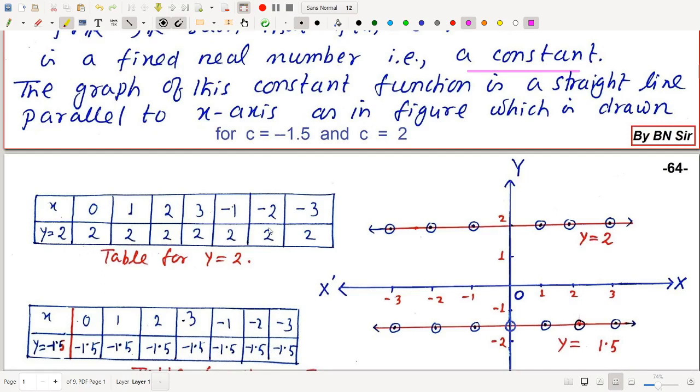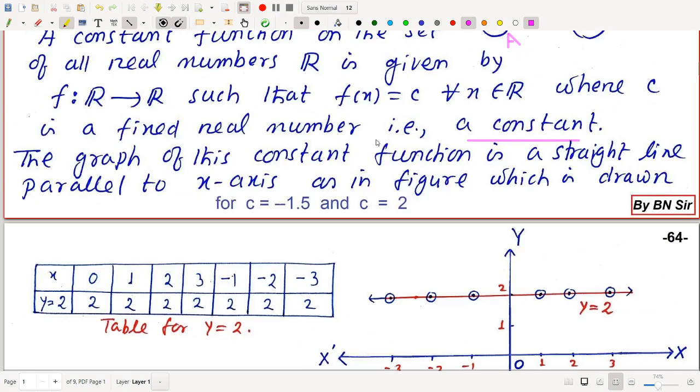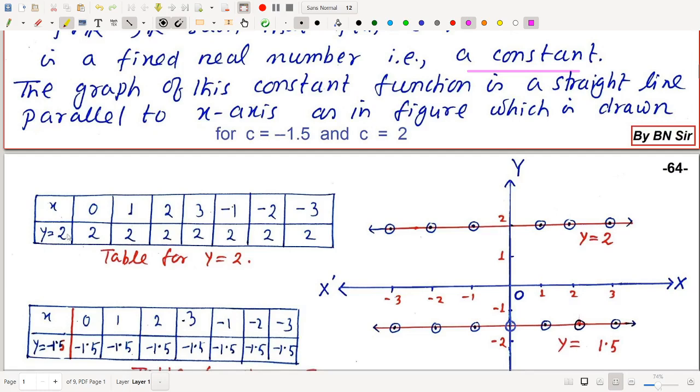For c equal to 2, f(x) is 2. That is y equal to 2 always. See in this table, y is 2 always, and x 0, 1, 2, 3, minus 1, minus 2, minus anything you give, y is always 2. So if we plot these points, obviously we get a straight line at a height 2 unit from x-axis, above x-axis. So this is the straight line parallel to x-axis corresponding to c equal to 2.